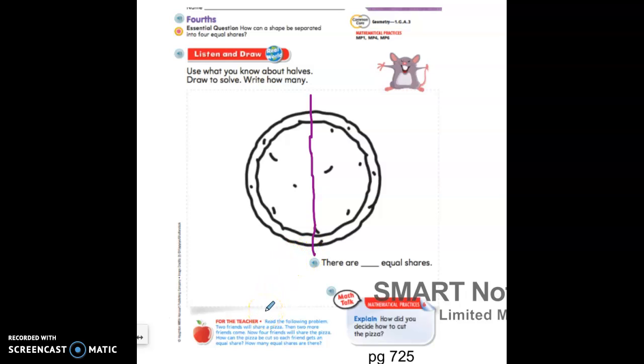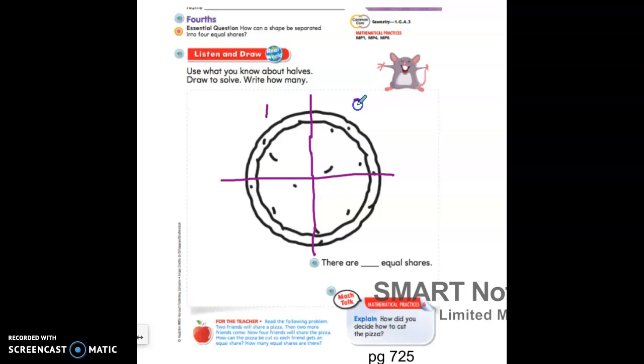Then it says, two more friends come. Now four friends will share the pizza. How can the pizza be cut so each friend gets an equal share? Well, we already have one line down the middle so we can share with two friends. We can draw another line across the middle to have four equal shares.